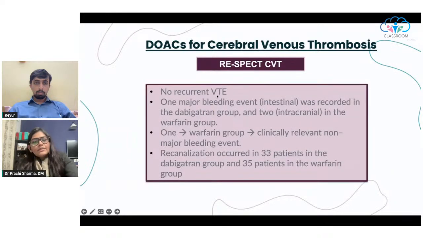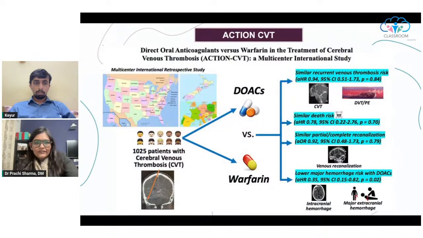So they found that there was no difference in the incidence of recurrent venous thromboembolism in both the groups. There was one major bleeding event in the dabigatran group compared with two in the warfarin group. In the warfarin group, there was also a clinically relevant non-major bleed, and the recanalization rate was also similar. It occurred in 33 patients in dabigatran compared with 35 patients in the warfarin group. Therefore, the RESPECT CVT offered published evidence favoring or at least highlighting the utility of direct oral anticoagulants for CVT cases.